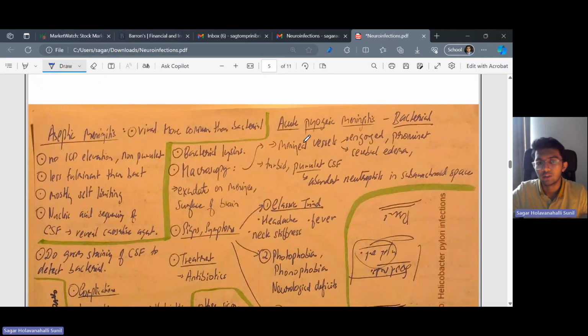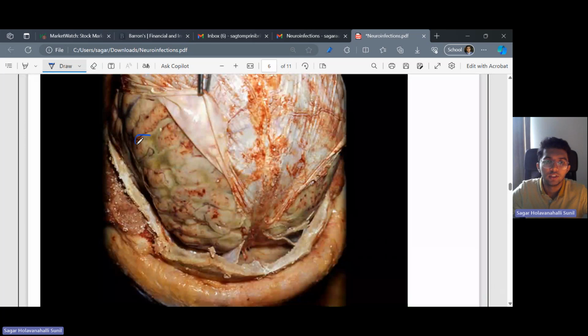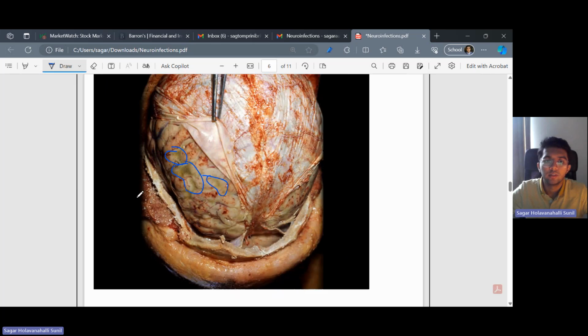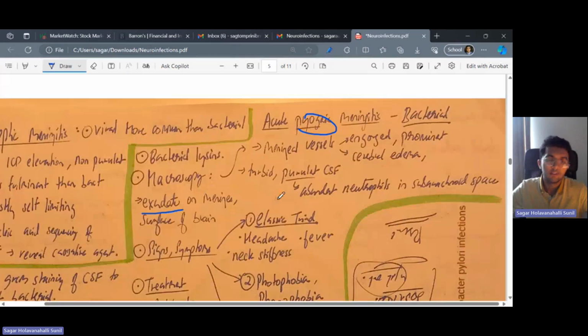So does it look complicated? Yes, but actually it's pretty simple. I'll explain how. First of all, remember it's bacteria, it's pyogenic, so there'll be pus, right? What's going to happen is you're going to have exudate, pus, on the meninges, on the surface of the brain. Example can be seen over here. You see this yellowish area? That is basically pus, okay? So you're going to have that, obviously, first thing.